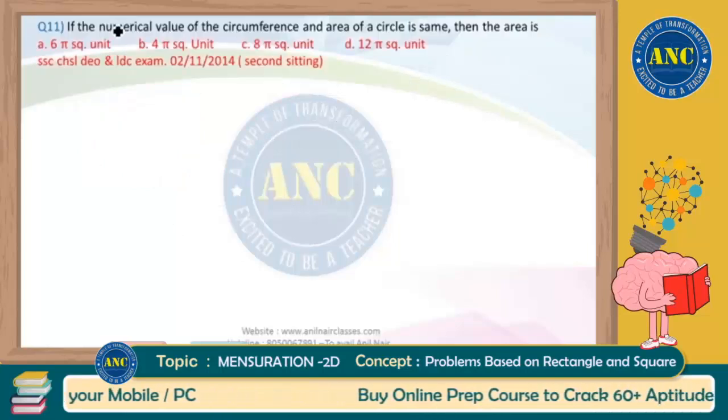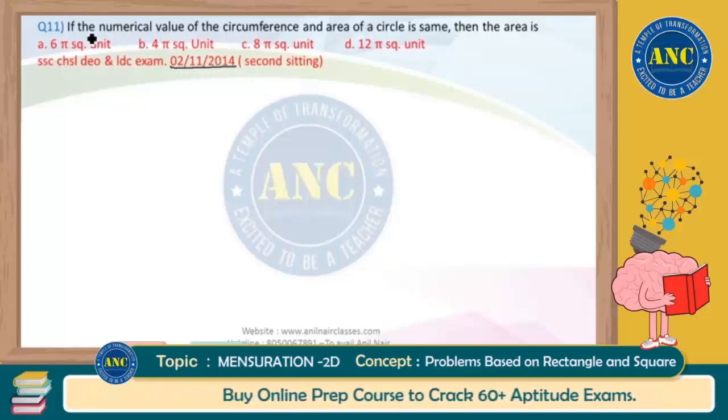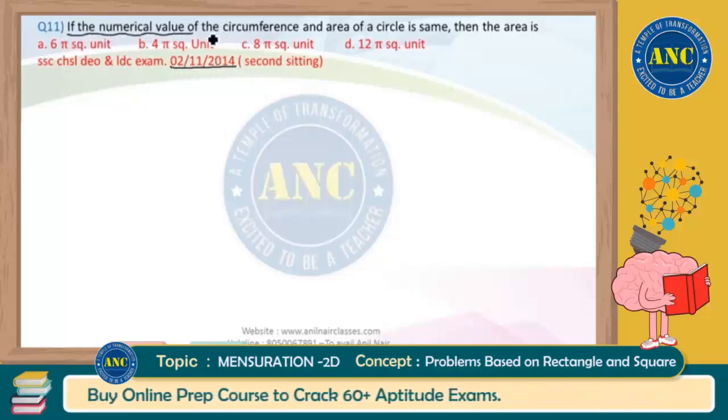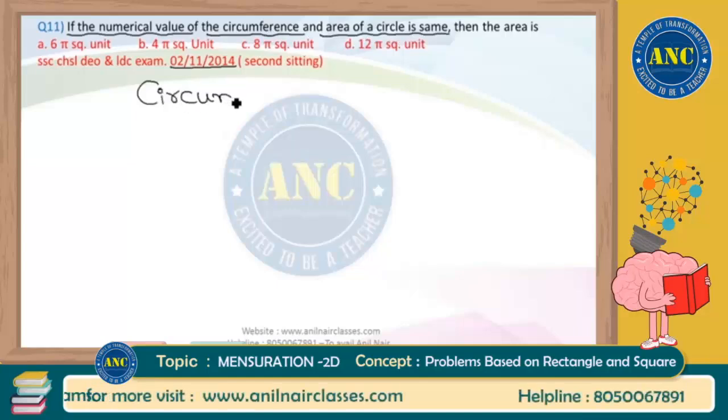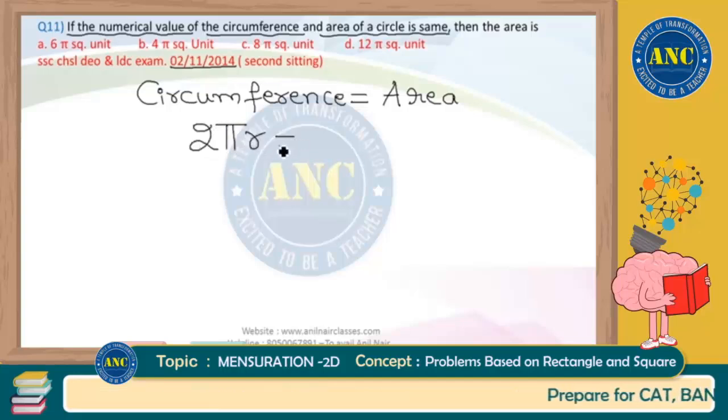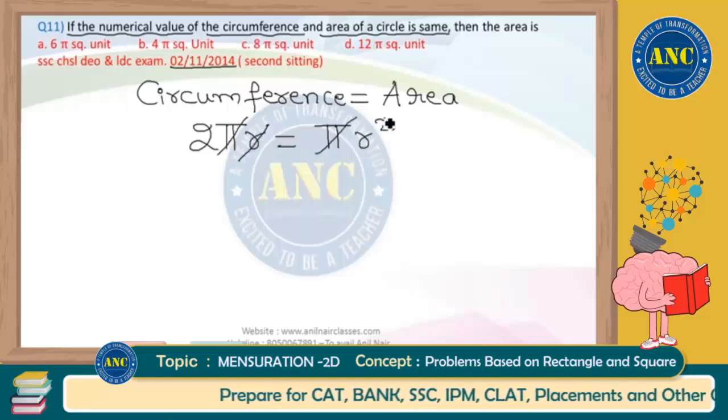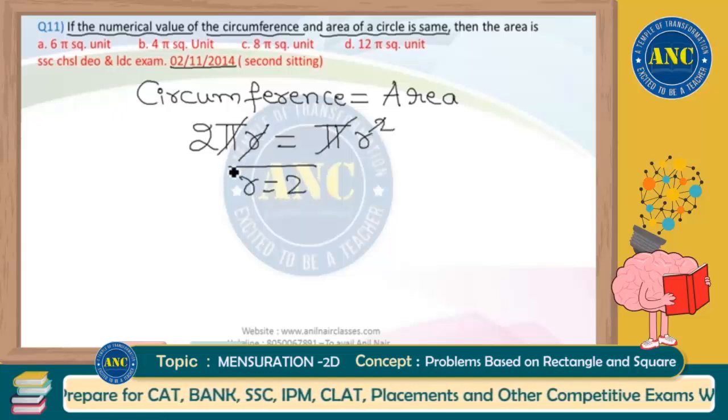Question number 11, the original question which had come in the year 2004. If the numerical value of the circumference and the area of a circle is the same, that means the circumference value given for a circle and the area value for the circle are absolutely the same numerically, then find the area of the circle. Circumference of circle is 2 pi r. Area of circle is pi r square. Pi cancels, r cancels, r value will be equal to 2.